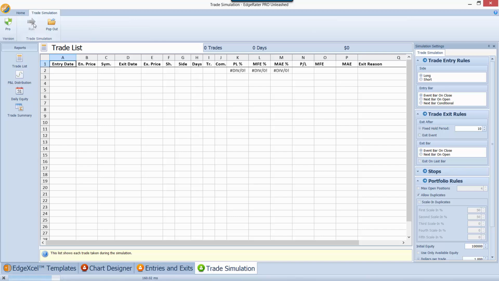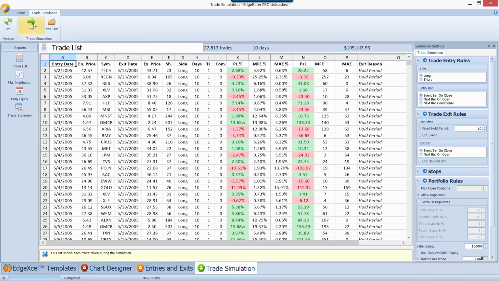Now that's going to take all of those signals. I don't know how many there were. We'll find out in a minute. And it's going to produce a trade list for that entire set of 10 years. So 27,000 trades that were made. It says right here, 27,813 trades. And so it will produce this list. For each trade, it will show you the entry date, the exit date, the entry price, exit price, the profit and loss percentage, and the actual profit and loss in terms of dollars.